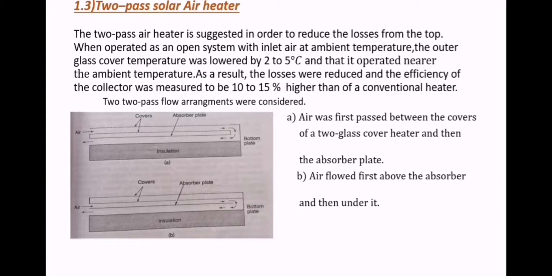Two two-pass flow arrangements were considered. One arrangement was the same as that studied by Sadgunanathan and Dionari, which is shown in figure A, while in the other, the inlet air flowed first above the absorber plate and then under it, which is shown in figure B. For open systems with the inlet air at ambient temperature, both the two-pass arrangements gave an efficiency of about 10 to 15% more than the conventional single-pass arrangement over a wide range of operating conditions.